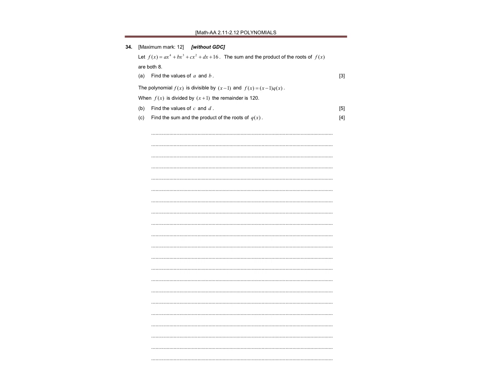Okay, so we have the sum is negative b over a is going to be 8, and the product is going to be positive 16 over a equals 8. So this one, a is 2, which makes b negative 16. So that is a. Now for b, the polynomial f of x is divisible by x minus 1, and when f of x is divided by x plus 1, the remainder is 120. Find the values of c and d.